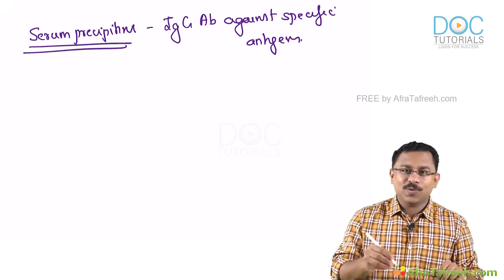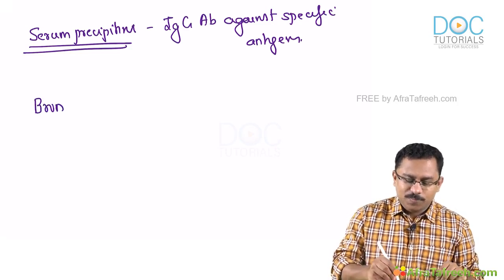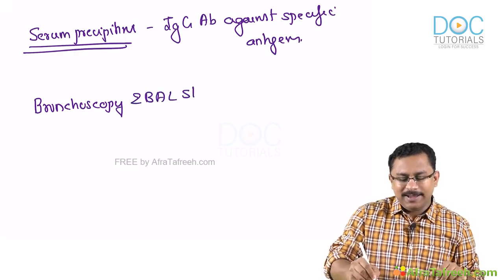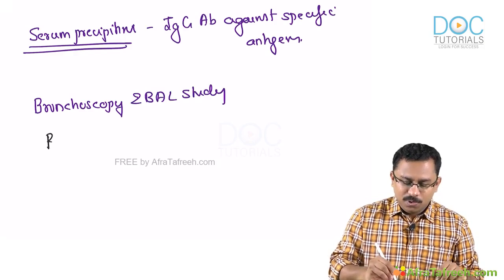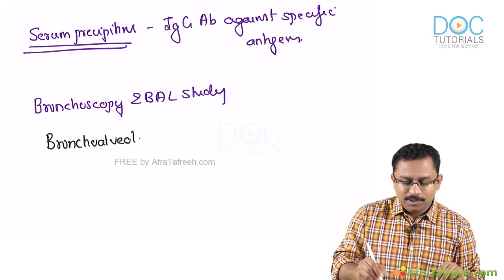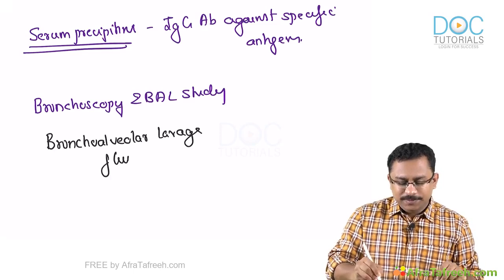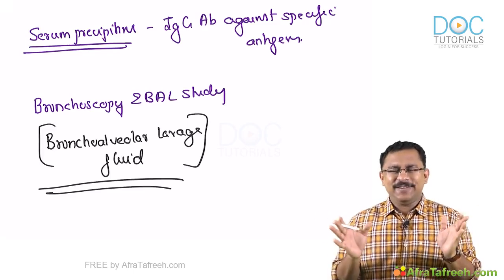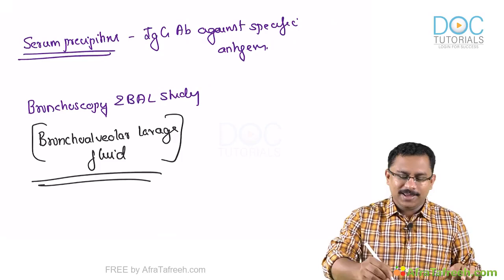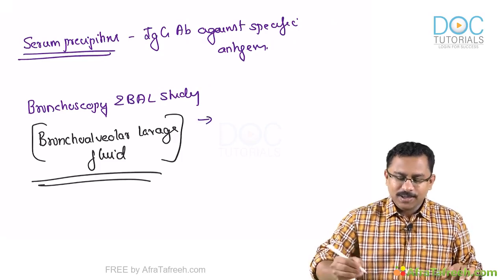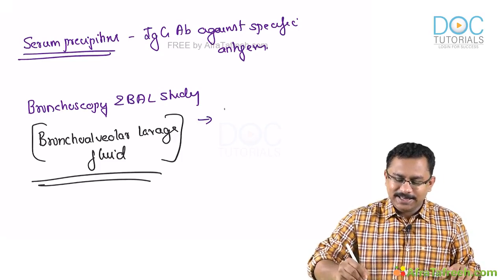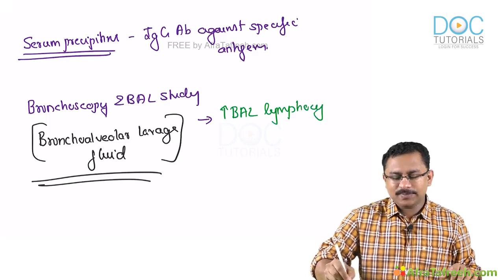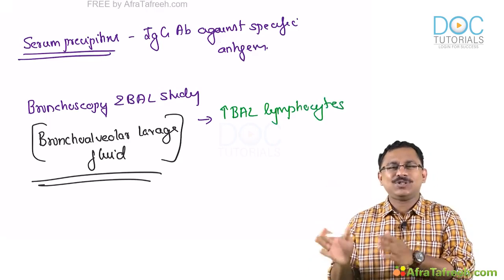Then you can also go for bronchoscopy and BAL study, that is your bronchoalveolar lavage fluid, and you can go for the fluid estimation. Does it yield any specific finding? Well, there are certain changes that can occur in the bronchoalveolar lavage fluid. You can see that there is increased BAL lymphocytes. You can say there is a BAL lymphocytosis.